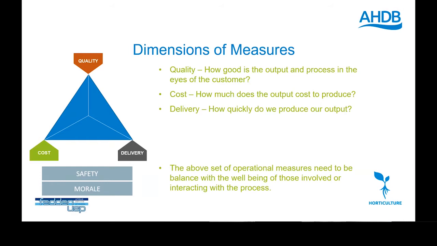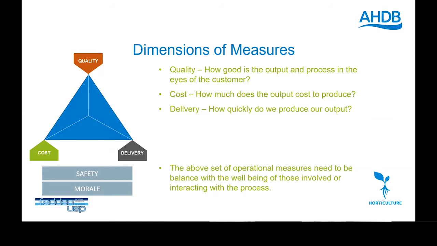So this will be in terms of labor, equipment, etc. So how much does it cost? And finally, delivery, how quickly do we do it? And are we producing it to the schedule? So 3 simple dimensions: quality, how good it is; cost, how much does the output cost; and delivery, how quickly are we doing it, and are we delivering it to the expectation of the customer?